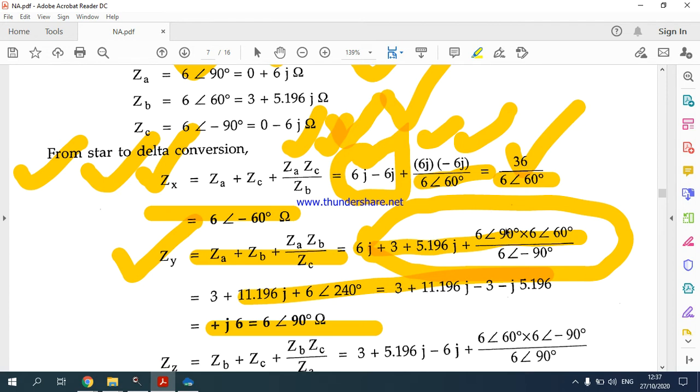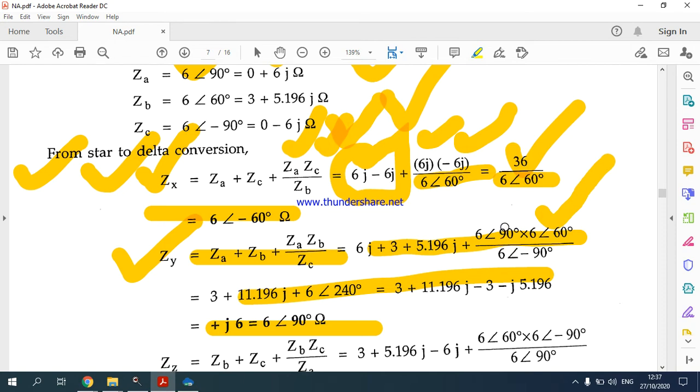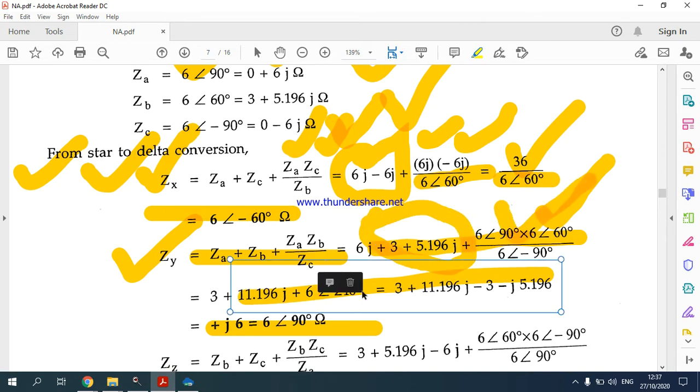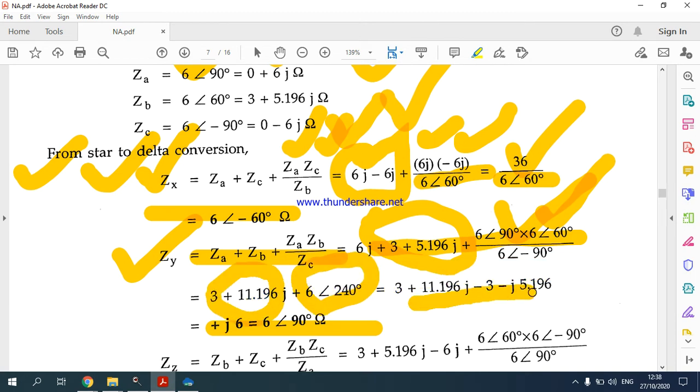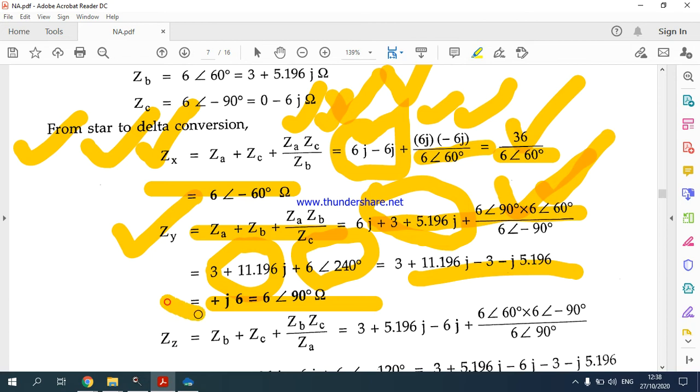Nothing to worry. If you have polar form, multiply this one, 6 into 6, this angle part is there, add this angle part and this angle part, divide this one with this polar form. Whatever polar form result you get for this section, convert this polar form into rectangular form, add that one with this section. If you do this simplification, you will get this resultant. Next you will get the ZY expression.